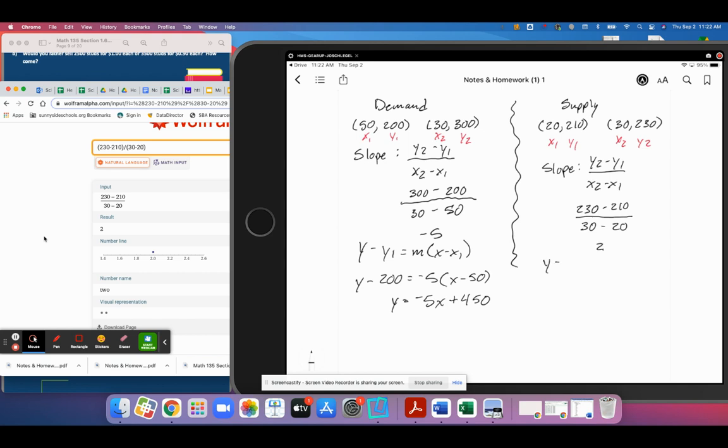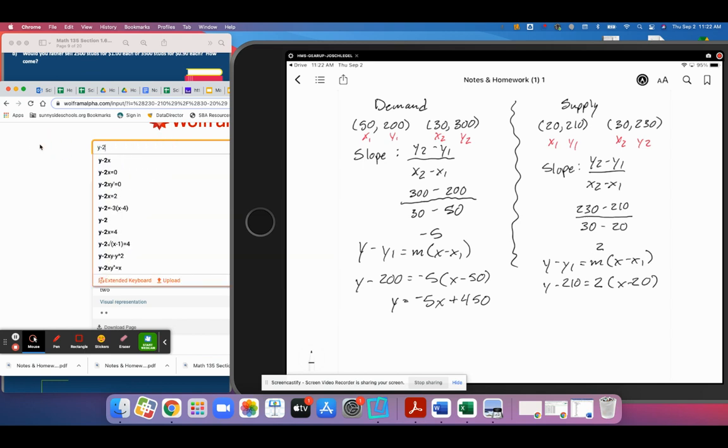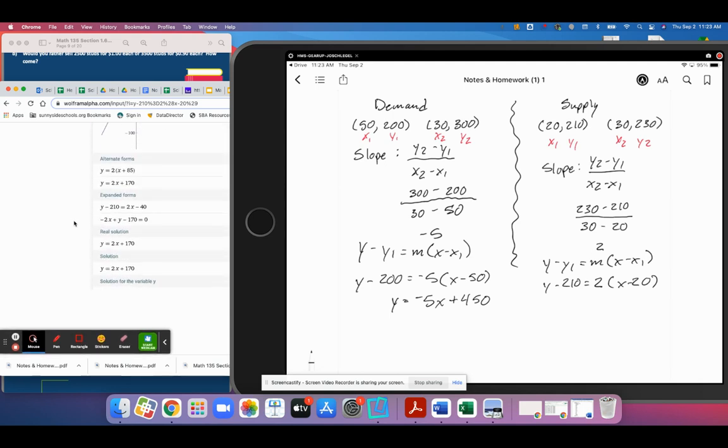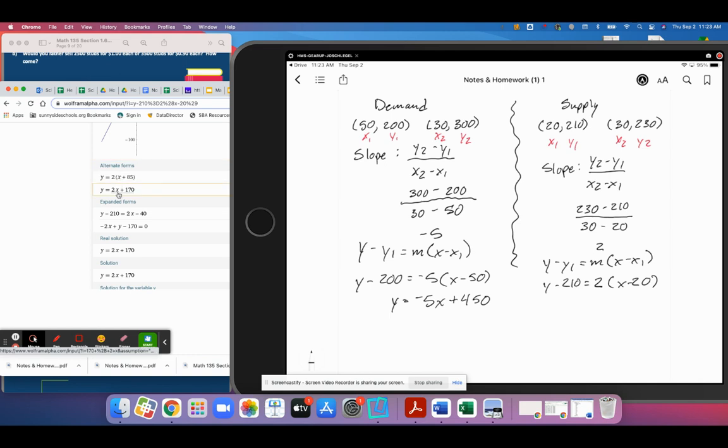So again, our y minus y1 equals m times x minus x1. We get y minus y1 is 210 equals our slope of 2 times x minus 20. And again, giving that to Wolfram will allow us to get an alternate form that we like better. So here in alternate forms, I don't like that one. I like this one. Y equals 2x plus 170.